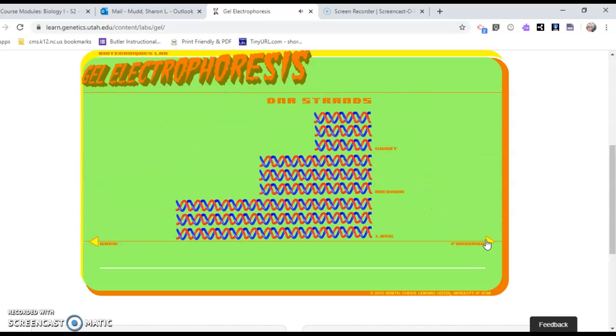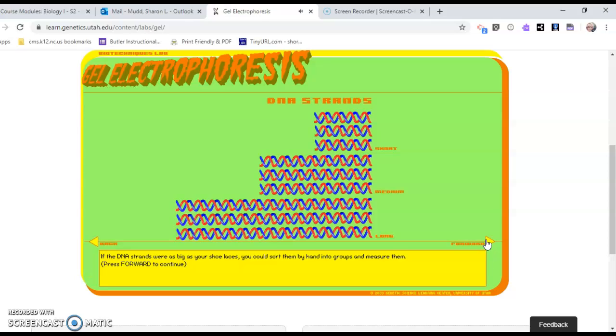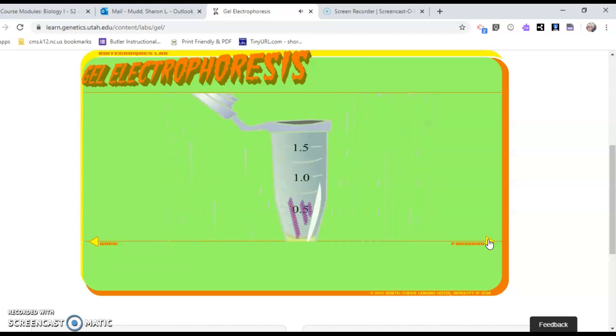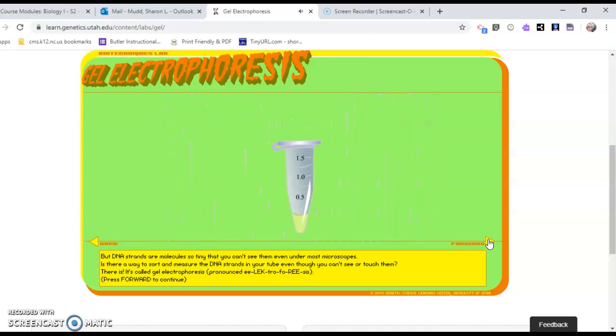So what you're looking at now are those different DNA strands of different lengths. And if they were as big as your shoelaces, you could sort them by hand into groups and measure them. But DNA is a molecule. It is not nearly as big as your shoelaces. You can't even see them under most microscopes. So is there a way to sort and measure the DNA strands in your tube even though you can't see or touch them? There is. It's called gel electrophoresis. And now you should be able to answer question number 1.